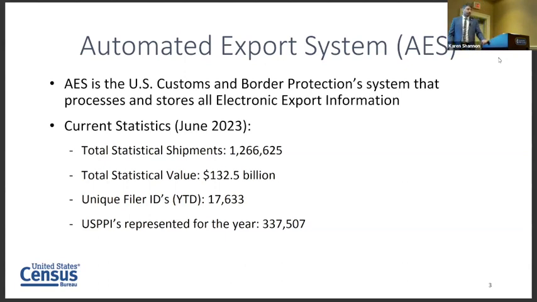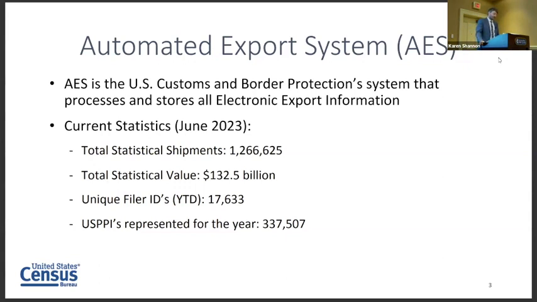To show you the size and scale of what AES processes on a monthly basis, we show some statistics here. In June, which is the latest data that's published already, the total statistical shipments captured in the system were a little over 1.2 million. Those go through AES, then go to the micro branch to get looked at and cleaned up before they can be published. That accounted for about $132.5 billion.